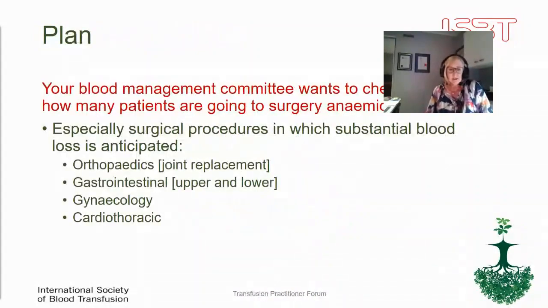Thanks, Jana. So our original problem is that our blood management committee wants us to check and see if and how many patients going to surgery are anaemic. We're wanting to especially look at the surgical procedures in which substantial blood loss is anticipated. They could be in orthopedics, in major joint replacements, in gastro, either upper or lower, gynae or cardiothoracics. But today we're going to be looking at an example in relation to orthopedics.